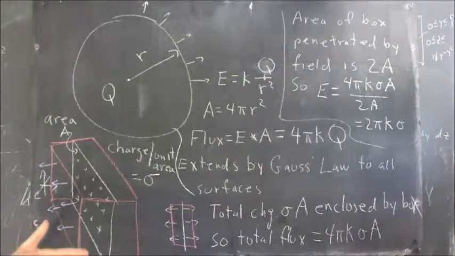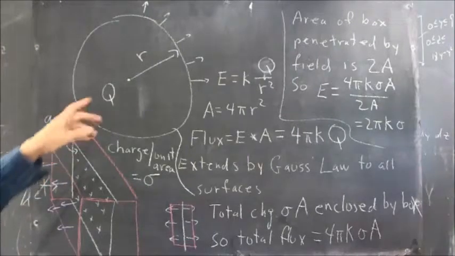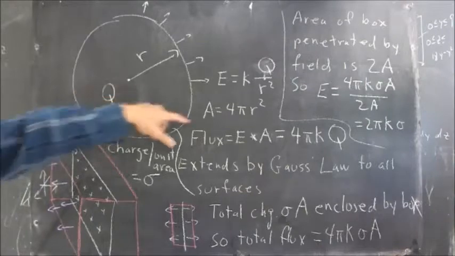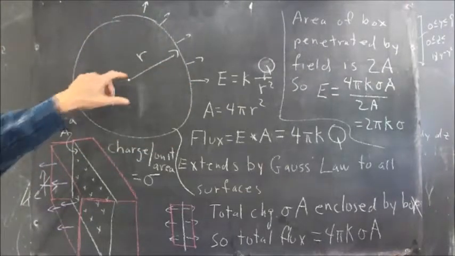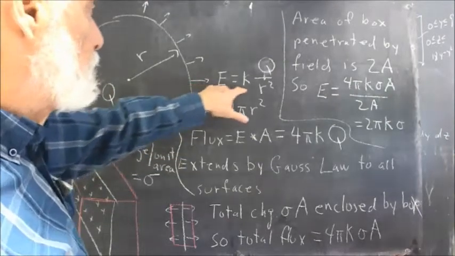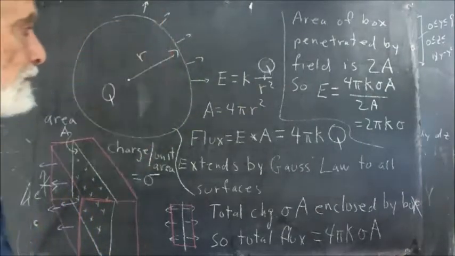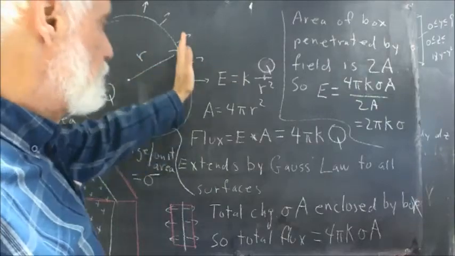The fact that E equals 4 pi kq can be reasoned out by just considering a sphere of radius r with a charge q at the center. We know that the electric field has magnitude kq over r squared at every point of the surface. And that field is perpendicular to the surface.